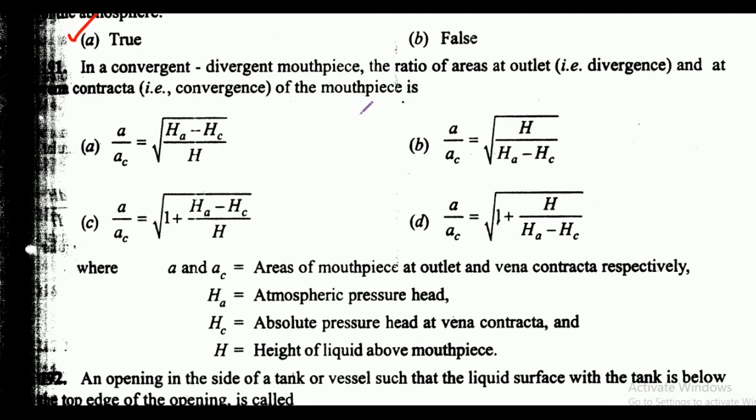HA is equal to atmospheric pressure head, HC is equal to absolute pressure head at vena contracta, and capital H is equal to height of liquid above mouthpiece. So here, friends, the correct answer is option C, that is A upon AC is equal to under root of 1 plus HA minus HC upon capital H.